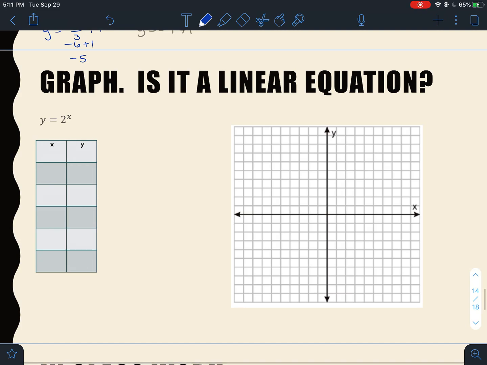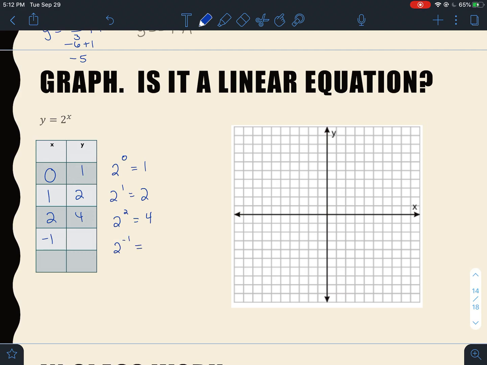All right, last one, y equals 2 to the x. So the x now is up where the exponent would be. So if I do 0, do you guys remember what 2 to the 0th power or anything to the 0th power is? It's 1. And then if I do 1, 2 to the first power is 2. If I do 2, 2 to the second power is 4. Do you guys know what happens if I try negative 1? Do you guys remember the exponent rule?